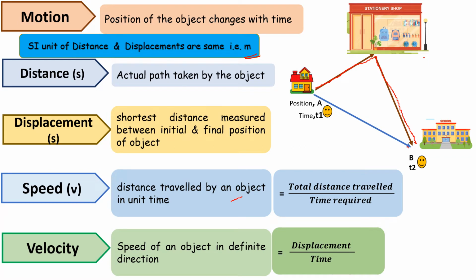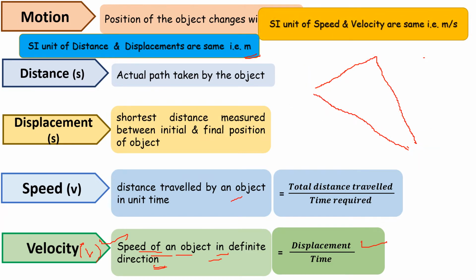We have another term, that is velocity. Velocity is the speed of an object in a definite direction. So when we are talking about speed along with the direction, then that becomes velocity. Velocity also is represented by small v. So here velocity is the rate of change of displacement. So the time required to travel this displacement gives velocity. Now the units of velocity and speed are the same. The SI unit for velocity and speed is meters per second.